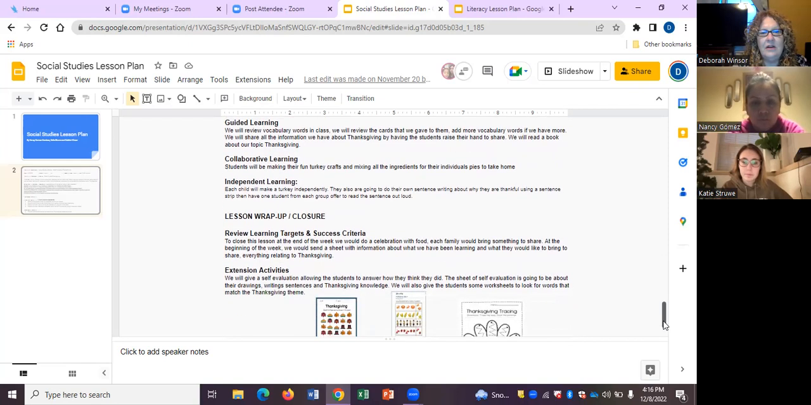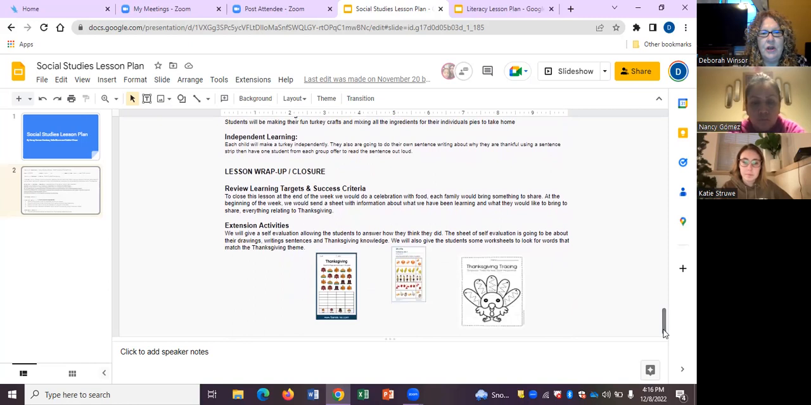So the lesson wrap up and closure: we're going to review the learning targets and the success criteria. And to close this lesson at the end of the week, we would do a celebration with food. Each family would maybe bring something to share. At the beginning of the week, we would send a sheet with information about what we have been learning and what they would like to bring and share, everything relating to Thanksgiving and extension activities.